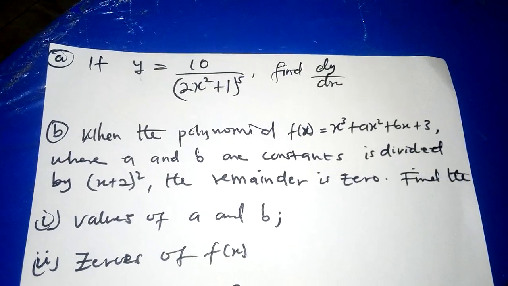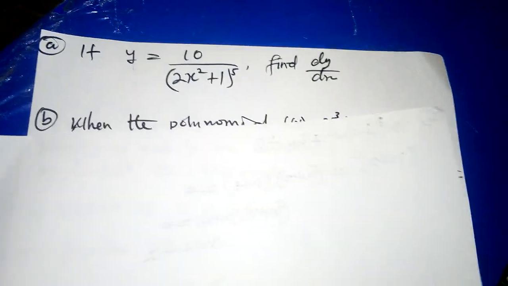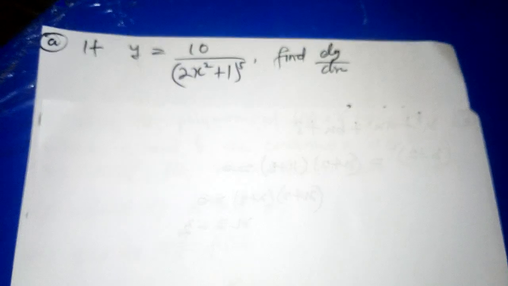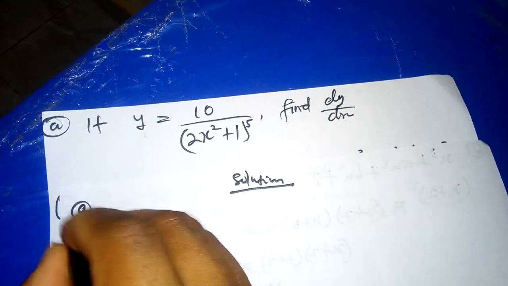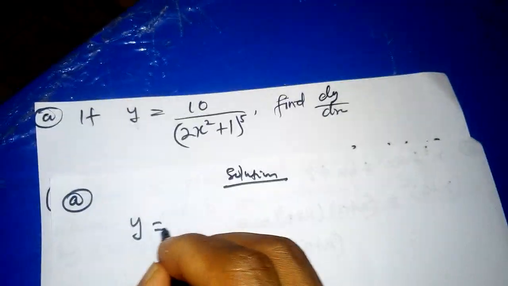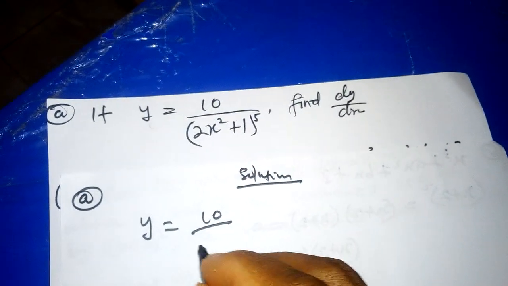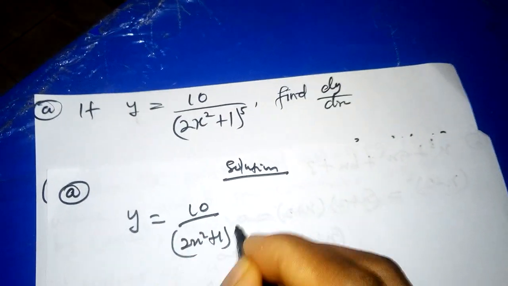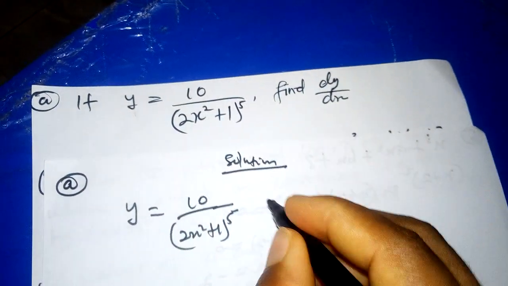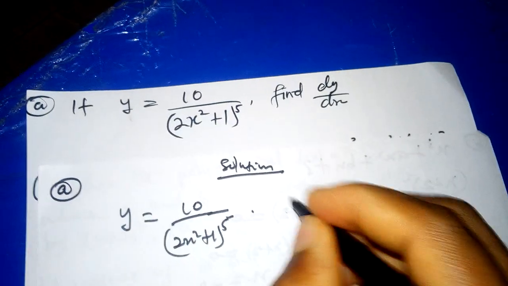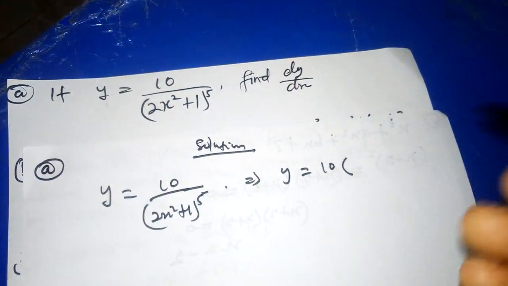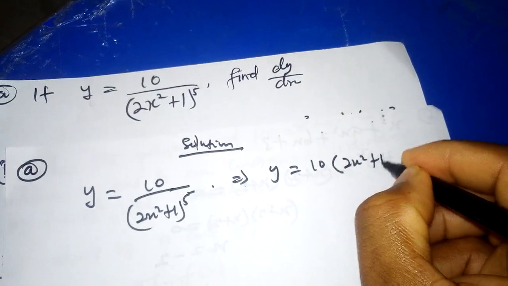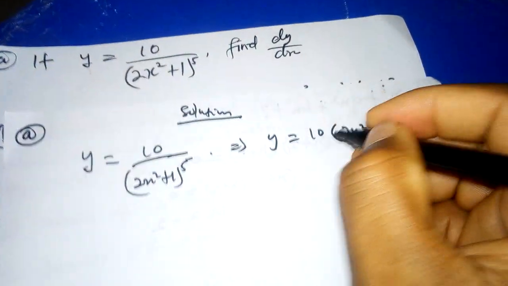Let me bring my board in so that we start. So let me just cover this side so that we solve the A solution. For the A, it says that y equals 10 over (2x squared plus 1) to the power 5, and we are supposed to find dy dx. This one can be written as y equals 10 times (2x squared plus 1) all to the power negative 5, reciprocate.